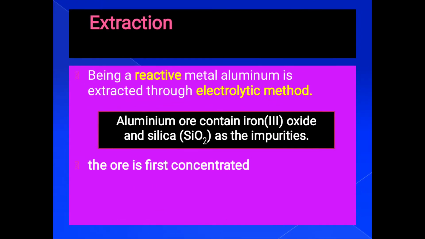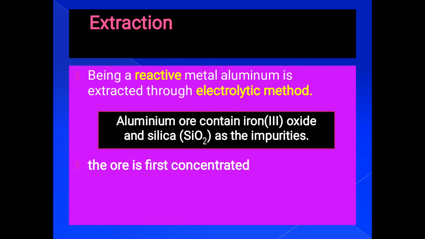And we might need to know how aluminium is extracted. Number one, being a very reactive metal like sodium, it is also extracted through the electrolytic method. This is basically the use of electrolysis to decompose the compounds from aluminium so that we are left with pure aluminium. And aluminium ore contains both iron 3 oxide and silica as the impurities, and therefore as we try to extract, we will be keen to check how we will be able to get rid of these two impurities. And number one, the ore is concentrated.